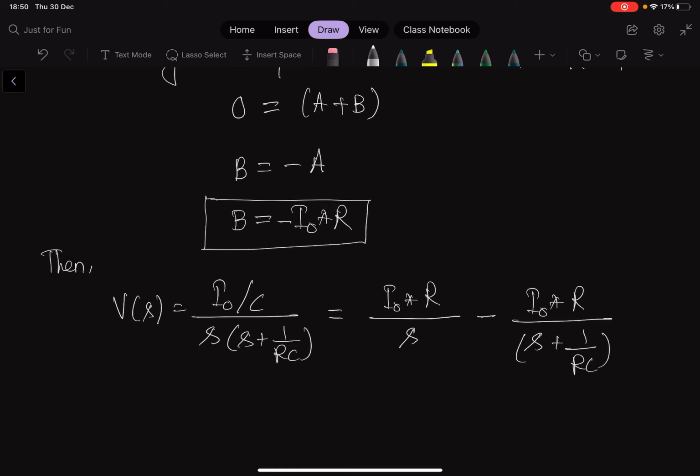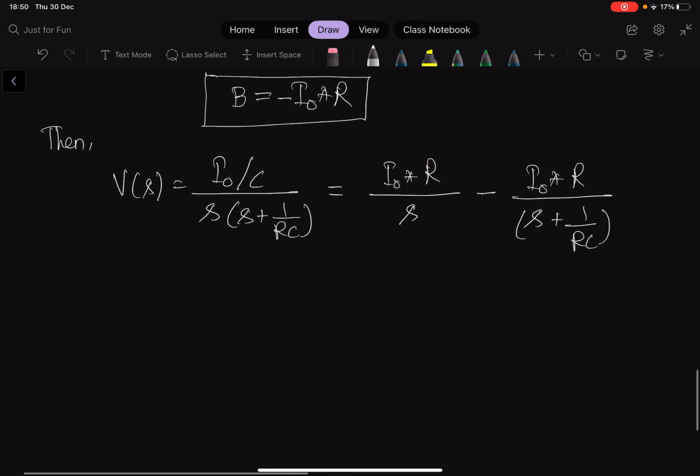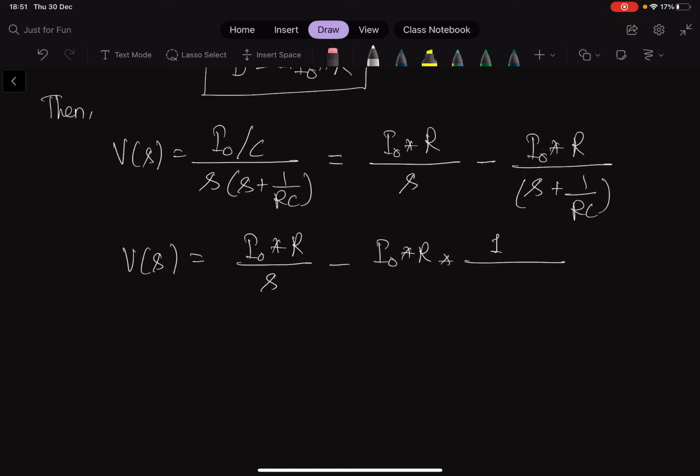Now here we can clearly see that we can apply inverse Laplace. If you still can't see it, then in the next line we can say my Vs is nothing but I naught times R over s, where I can take the constant outside and write 1 over s plus 1 over RC. Now you can clearly see this is formula number 1. Formula number 2 I can apply here, I'm talking about inverse Laplace, and formula number 3 I can apply here.